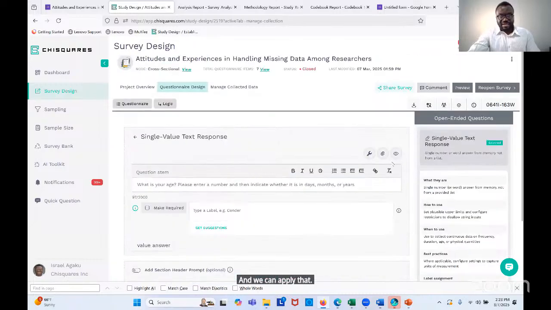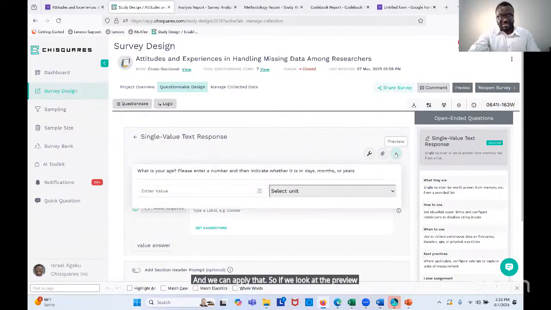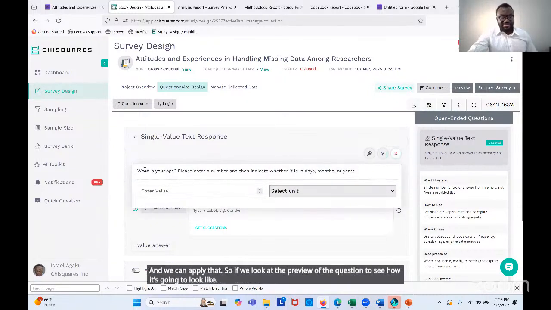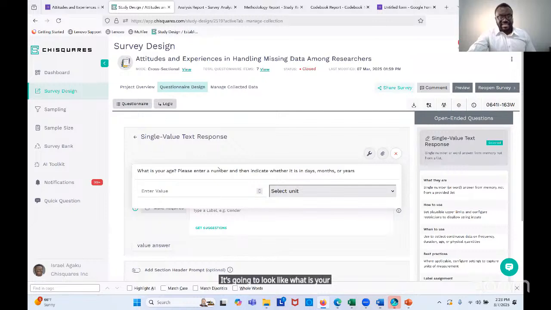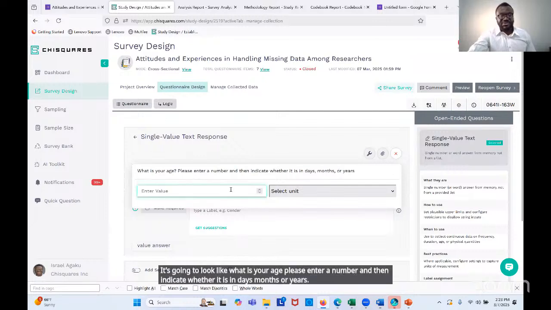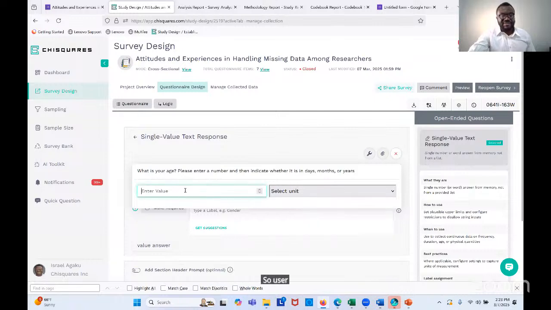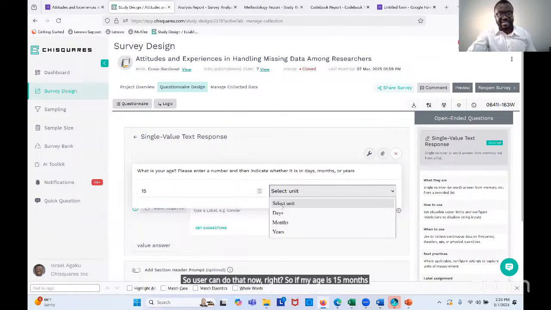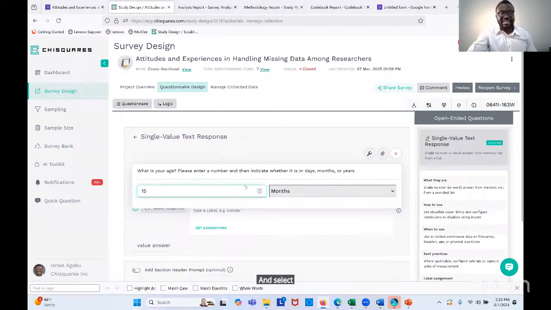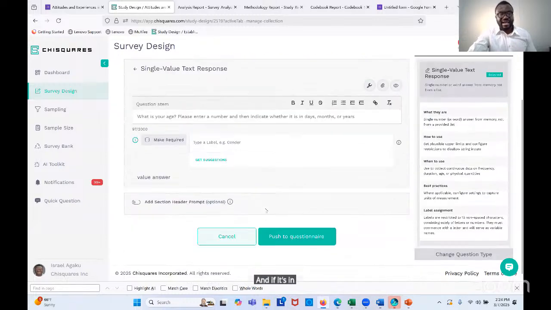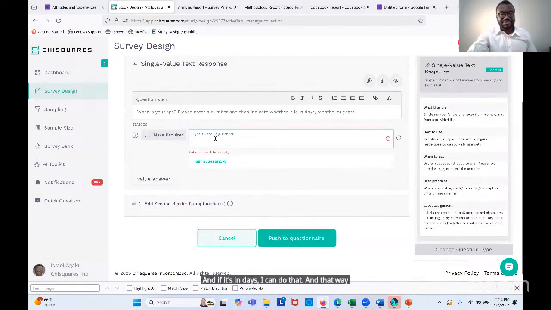If you look at the preview of the question to see how it's going to look, it's going to say, what is your age? Please enter a number and then indicate whether it is in days, months, or years. So the user can do that now, right? If my age is 15 months, I can just say 15 and select months. If my age is 15 years, I can select years. And if it's in days, I can do that. And that way I can push that, let's call this age.